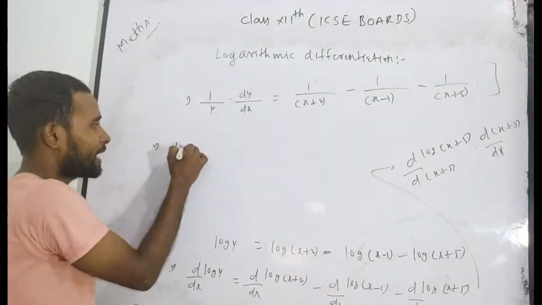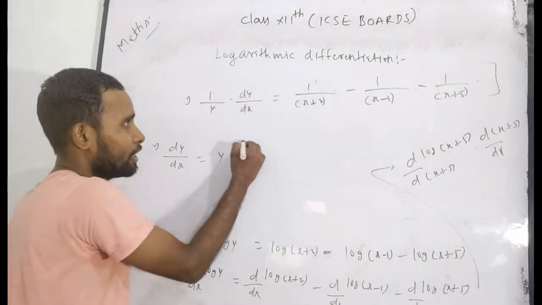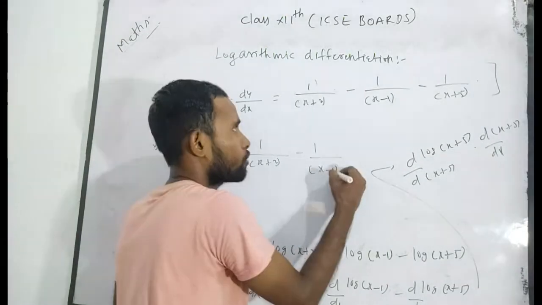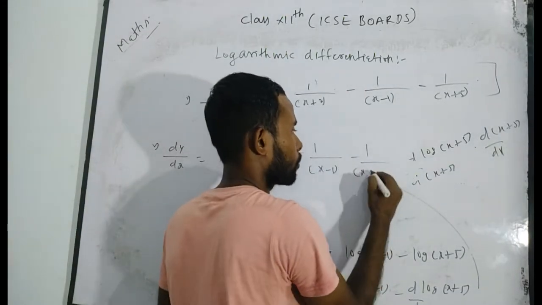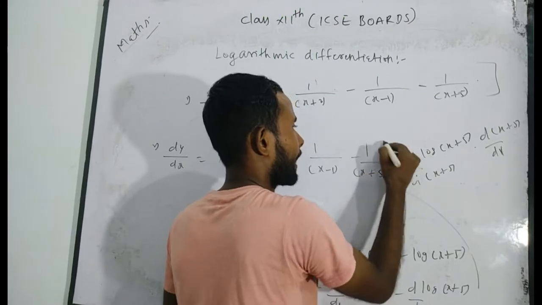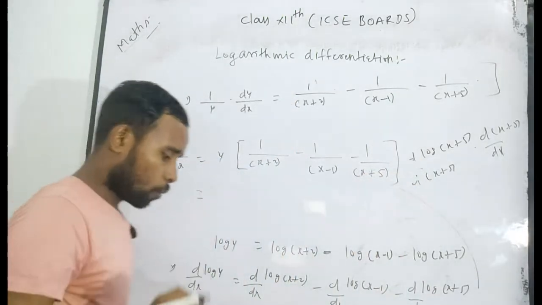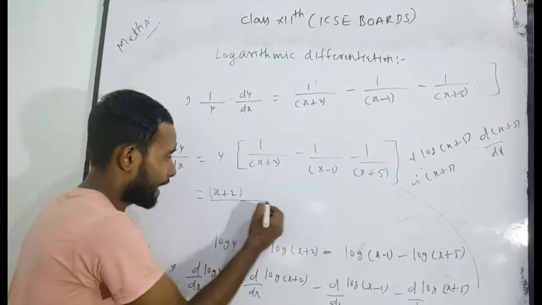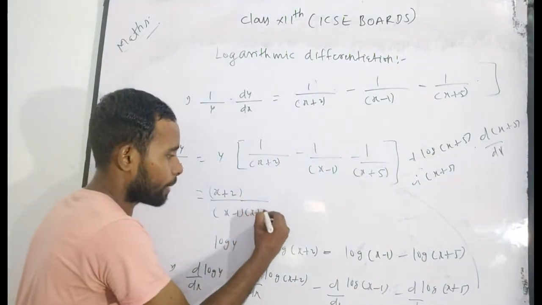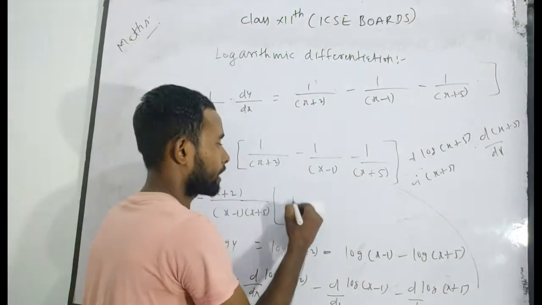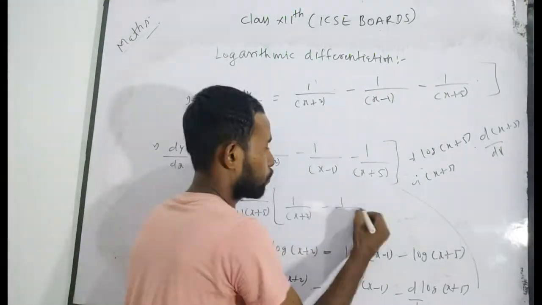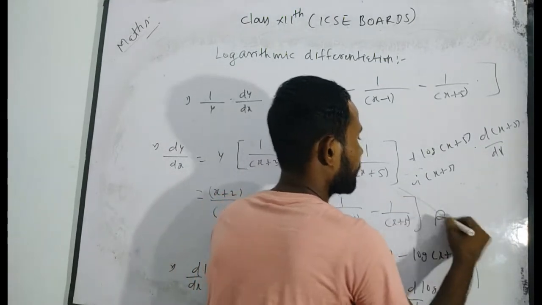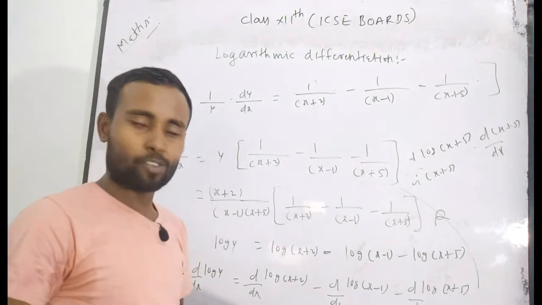And finally you will get dy/dx is equal to y into (1 upon x+2 minus 1 upon x-1 minus 1 upon x+5). And as you know, y is given in your question: y is equal to (x+2) divided by (x-1)(x+5). This is your y. And write here the whole expression: 1 upon x+2 minus 1 upon x-1 minus 1 upon x+5. This is your correct answer to this question. I think you understand very well.